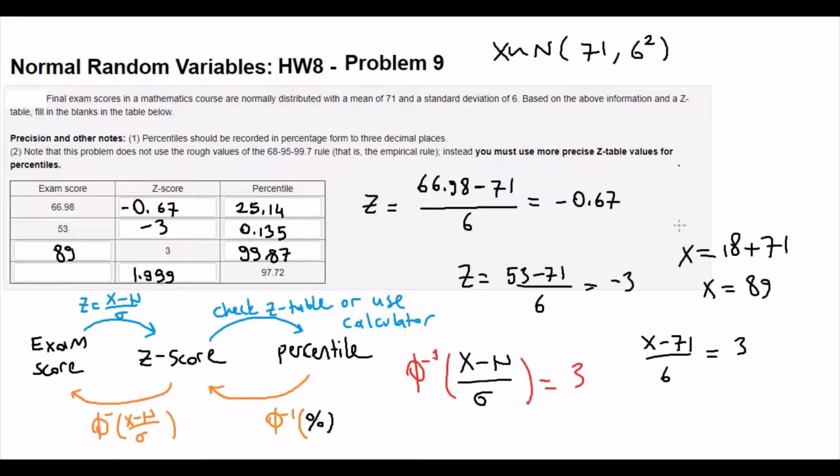And the corresponding exam score is, again, (x minus mu) over sigma equals 1.999. We know our mu and sigma, which are 71 and 6. So if we cross multiply, x is equal to 1.999 times 6 plus 71. And that is going to be 83.